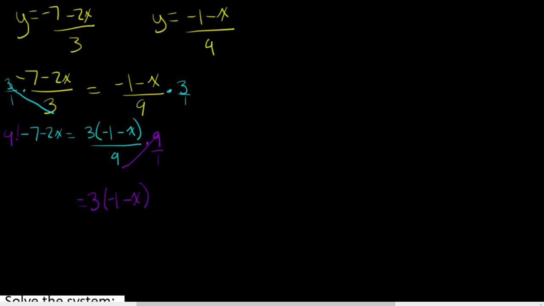And on the right side, remember I need to distribute this 9. 9 times negative 7, excuse me, is negative 63. And 9 times negative 2 is negative 18x. Alright, so from here, we'll distribute the 3. So 3 times negative 1 is negative 3. And 3 times negative x is negative 3x. And I'll bring down everything else.